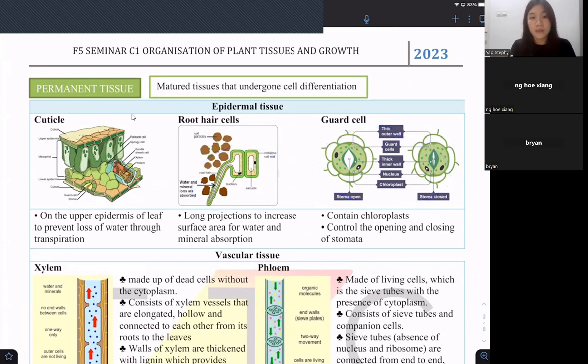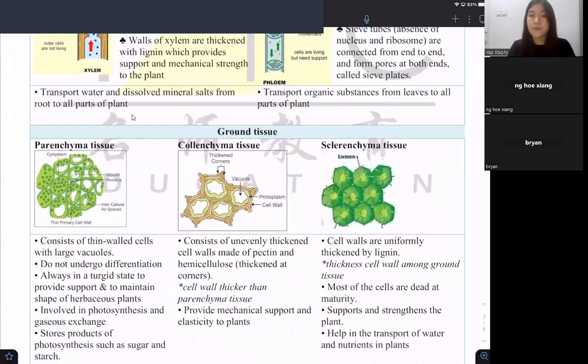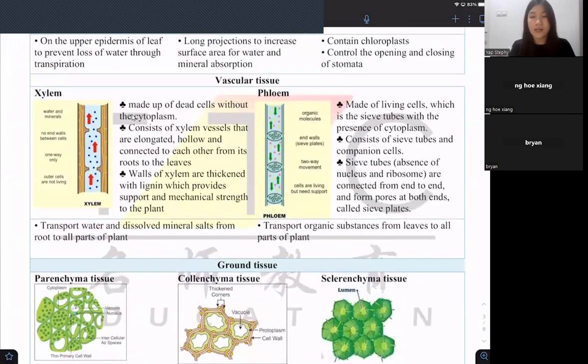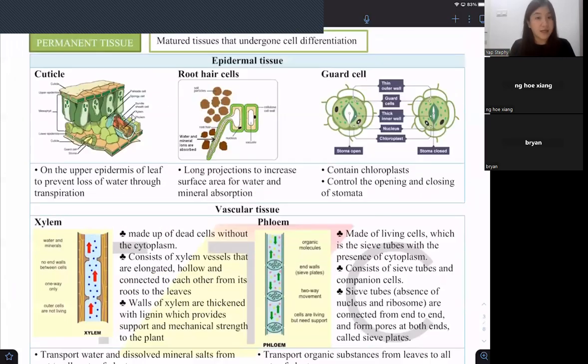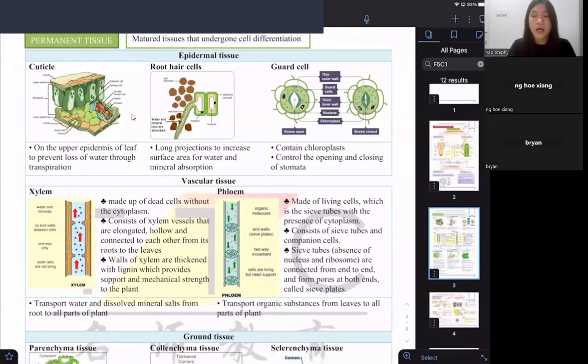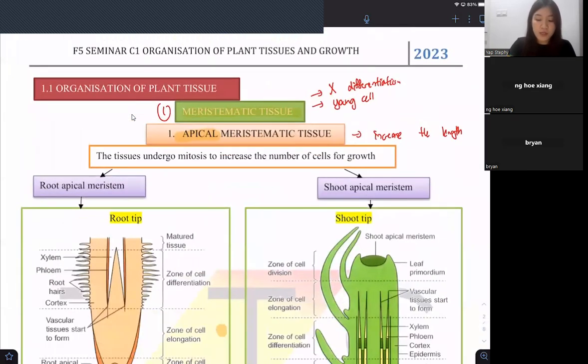So that's why inside the permanent tissue, you have a few examples that you compulsorily need to know. There are quite a lot of names and also diagrams that you need to recognize. But actually it's quite easy for you all because from Form 1 until now, you just learn the same thing about the plant. So this is for the permanent tissue. You can help me to know the differences between the meristematic tissue and the permanent tissue.